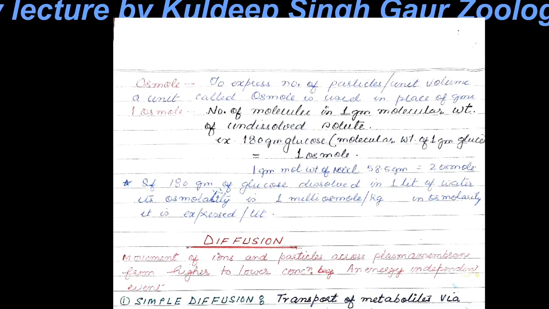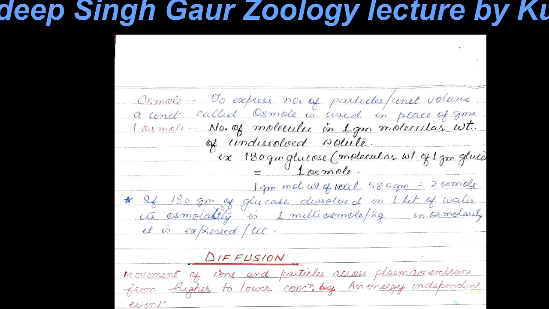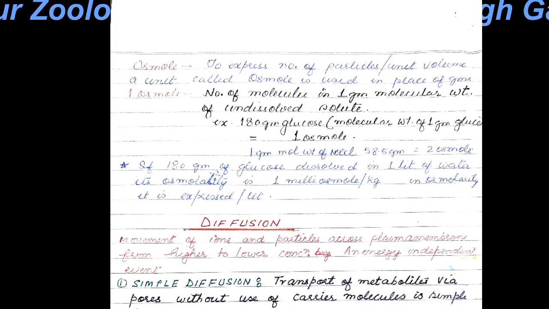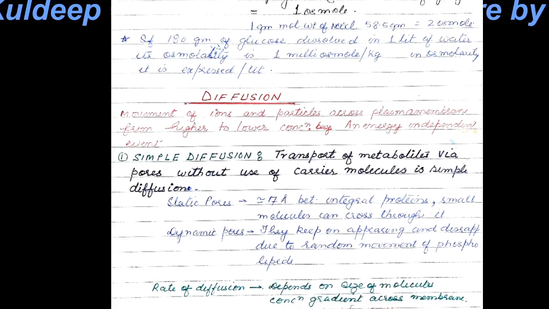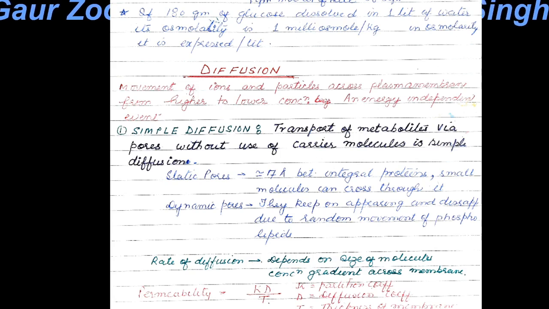Okay, so this was the osmosis. Osmosis is related to the movement of water, and the net movement of water is caused by the difference of the solute dissolved on either side of the membrane. Then another term is diffusion. When movement of ions happens across the plasma membrane from higher to lower concentration without the use of energy, that is, as an energy independent event, such an event is called as diffusion.